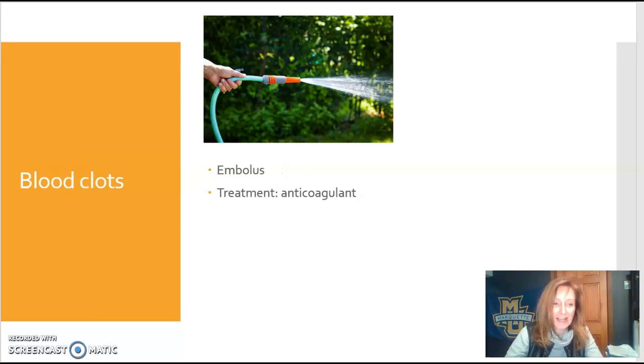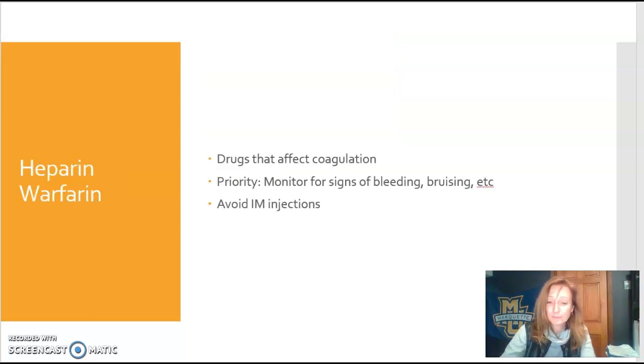So blood clots. We know that the highway system of the body, the blood vessels, we can think about like a garden hose, and that highway system can get plugged up with blood clots. We call this a thrombus or an embolus. And the treatment for that would be an anticoagulant to prevent these blood clots, emboli, or thrombi.